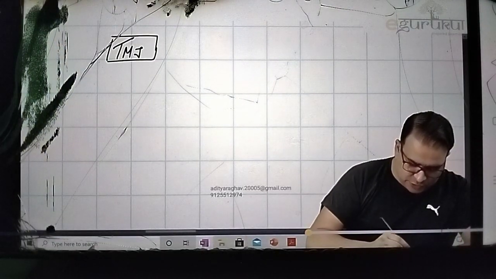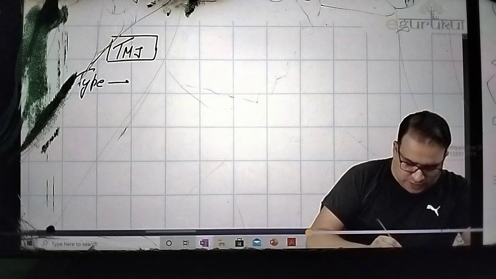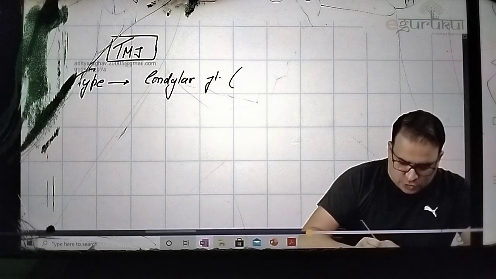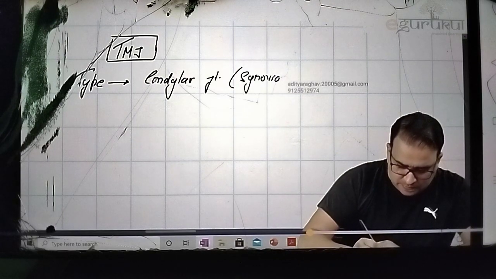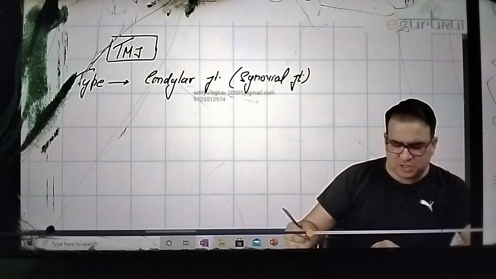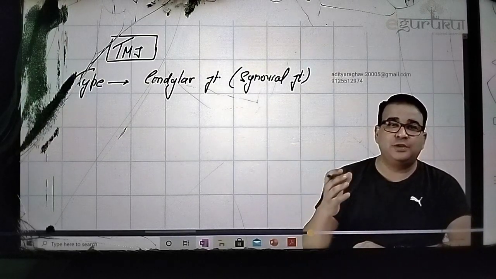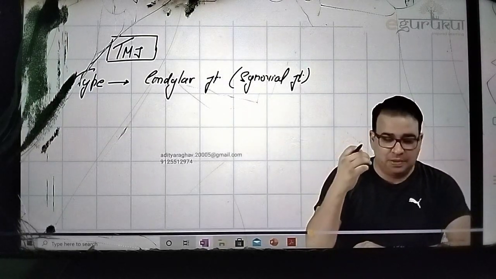The TMJ, temporomandibular joint. Well, the type of joint TMJ is, it is a condylar joint. It is a condylar joint which comes under the synovial category. This is something we have discussed in general anatomy also: fibrous joint, cartilaginous joint, and synovial joint. So it is a synovial joint, but which type? It's a condylar joint because it is made up of the condyle of the mandible.